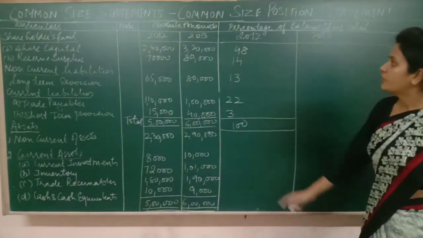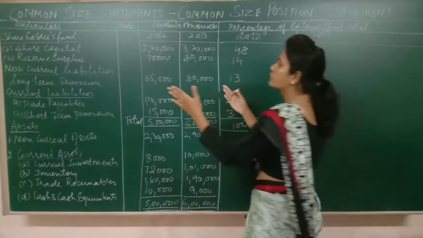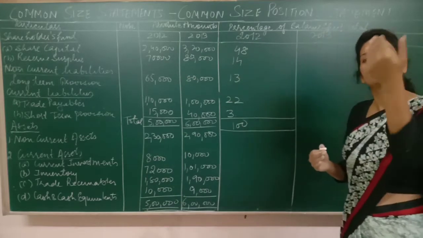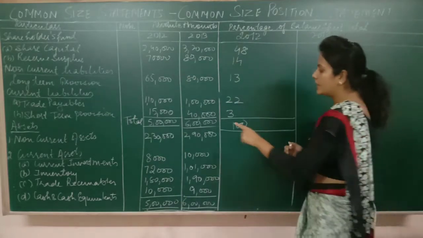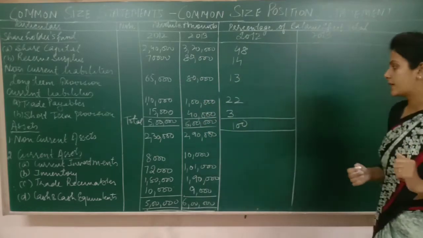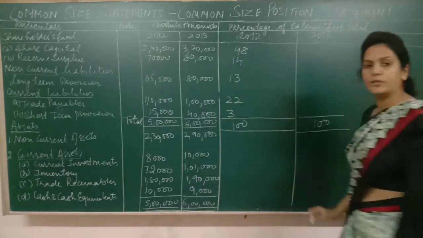Now similarly we have to convert the values of the liabilities of the current year also into percentage, but with respect to some common base. So here in this case I'm going to take the common base to be equal to 6 lakh. So the percentage of the common base will be equal to 100, as I explained you just now.